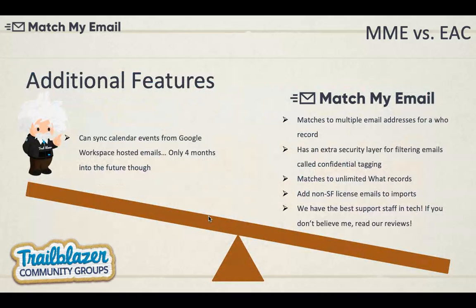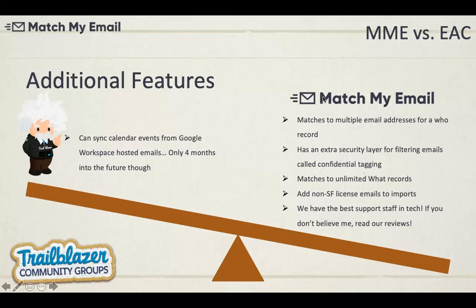So, some additional features. With Einstein, it's currently possible to match or sync calendar events with Google Workspace. They'll only look 4 months into the future though. And as I mentioned, we're hopefully going to be able to release that soon.